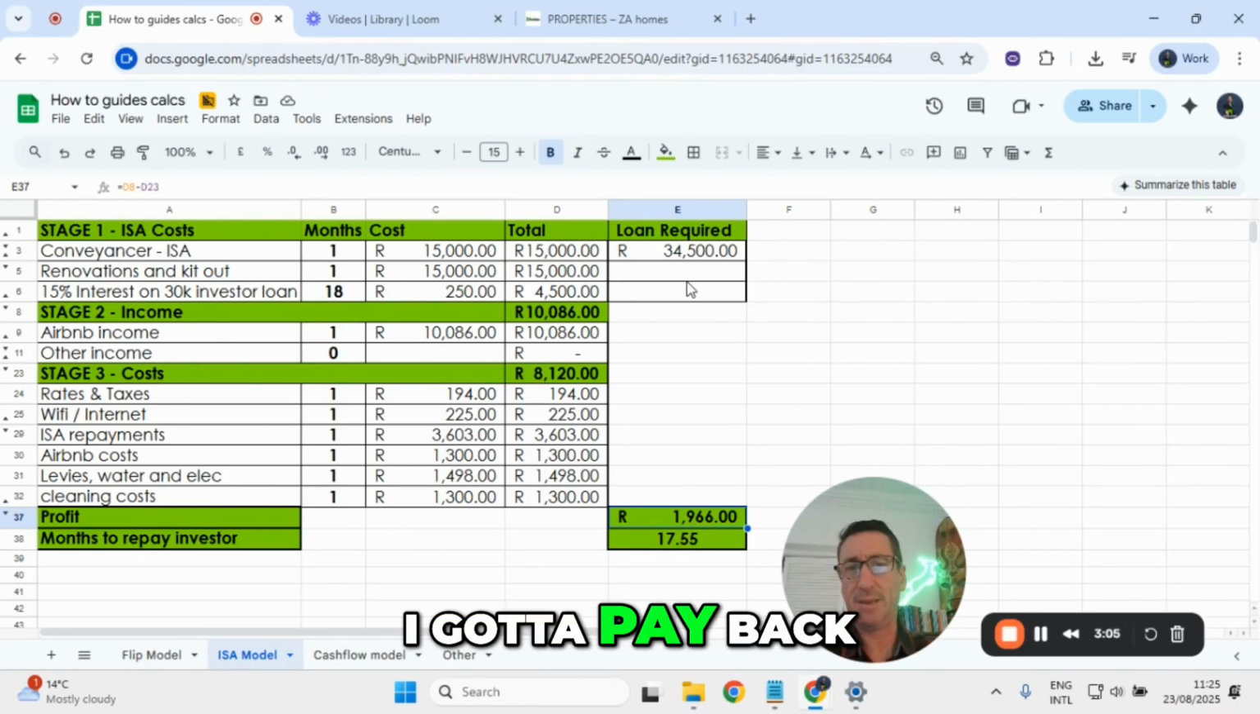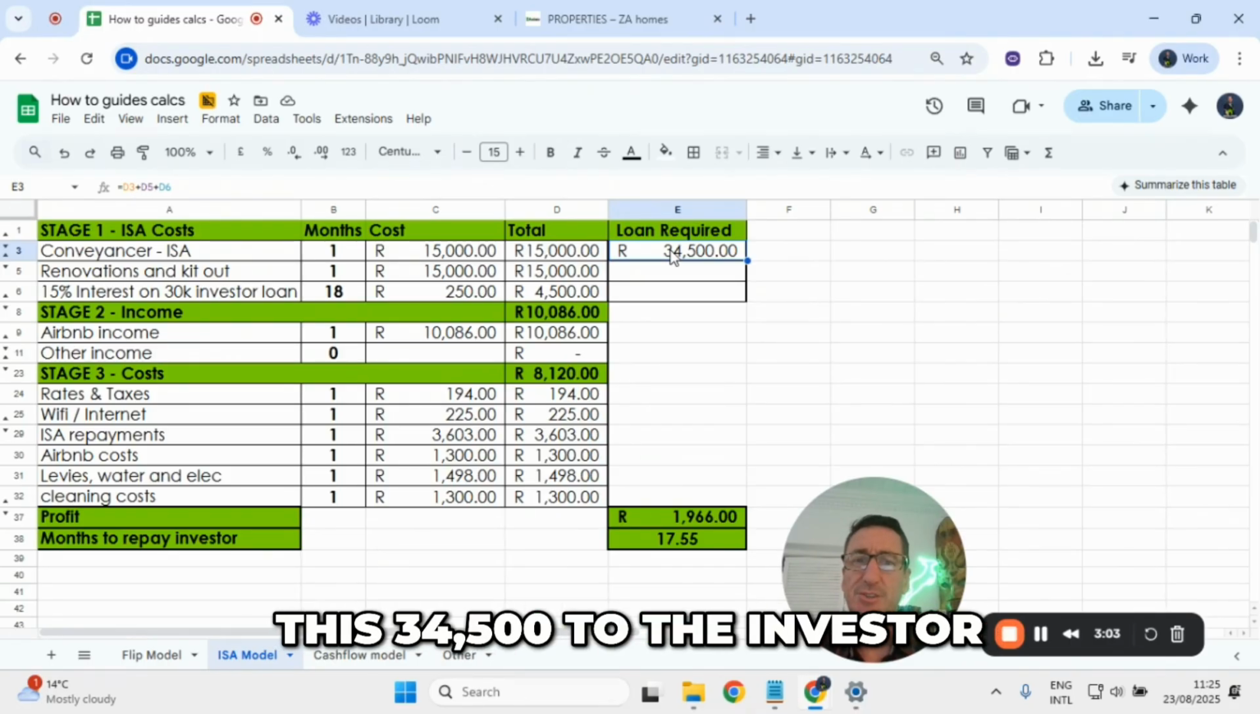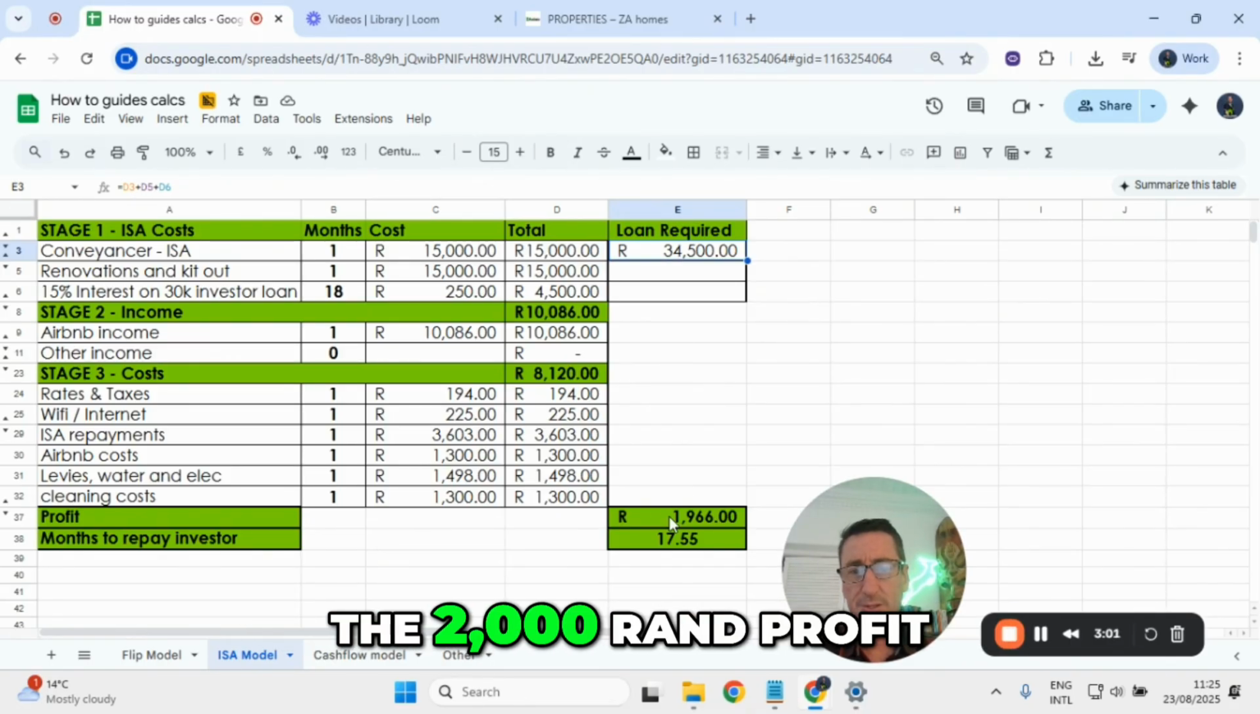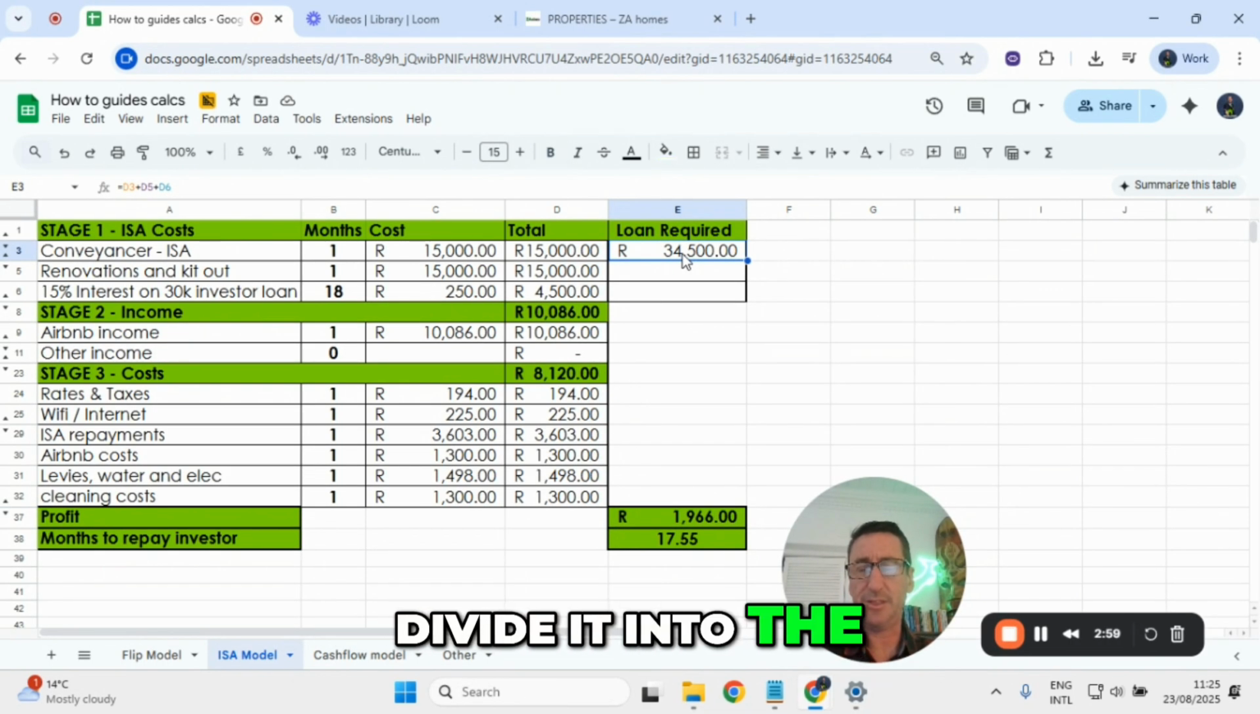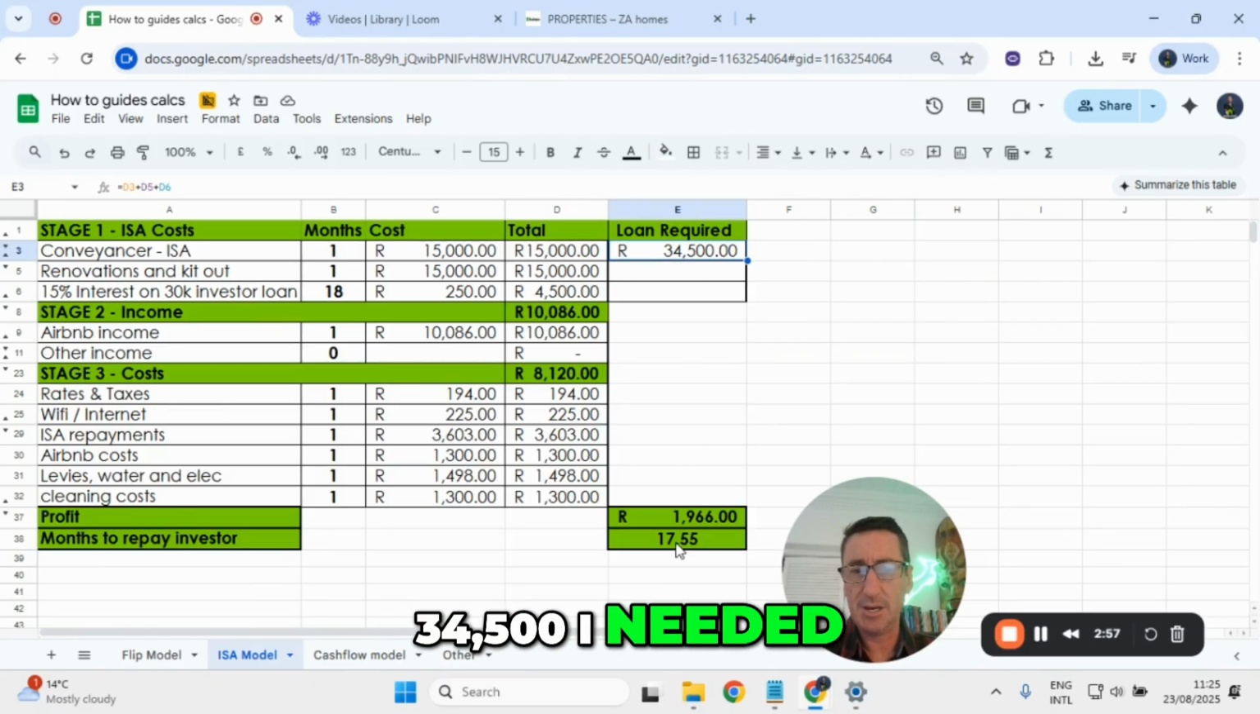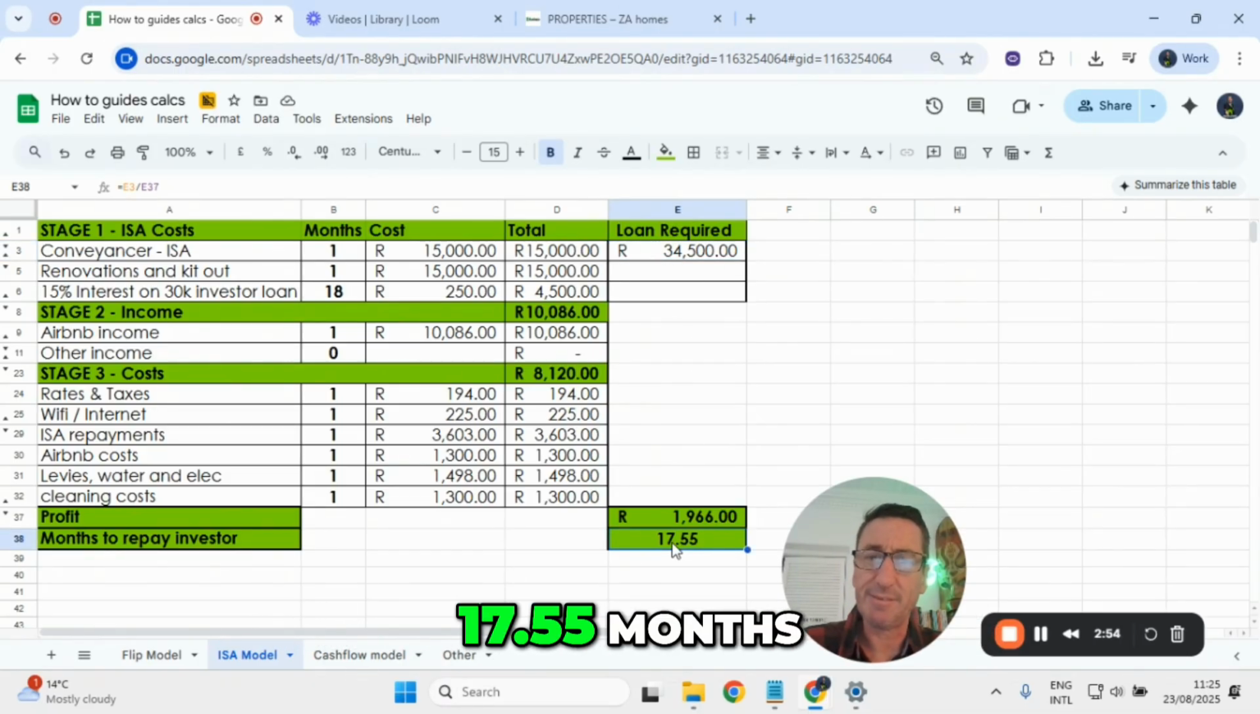But remember, I've got to pay back this 34,500 to the investor, which if I take the 2,000 Rand profit, divided into the 34,500 I needed, would give me about 17.55 months.